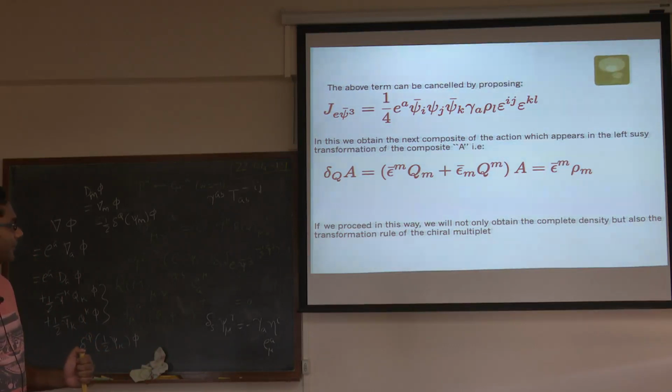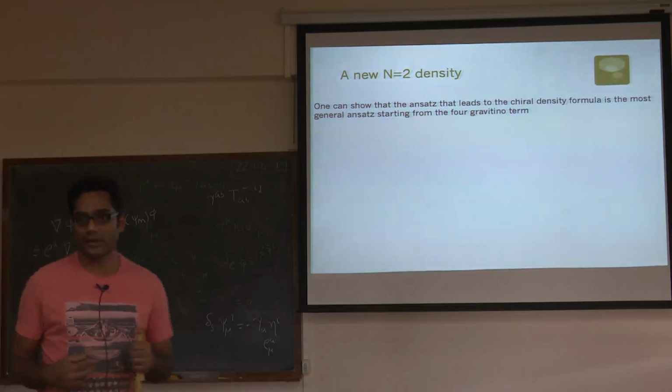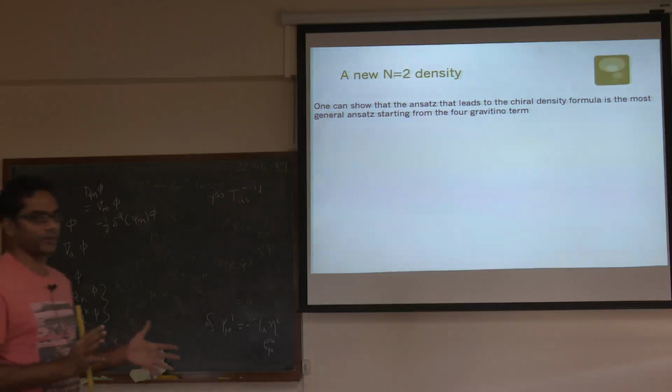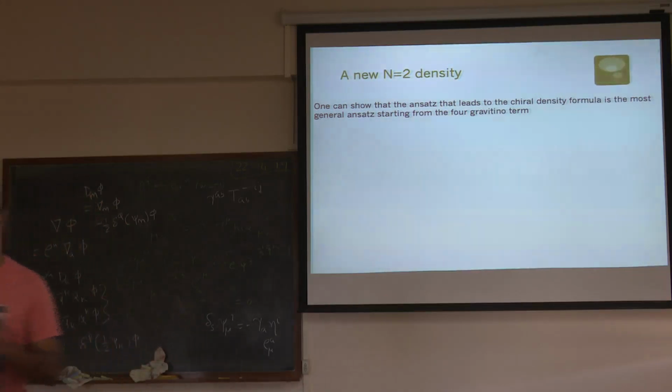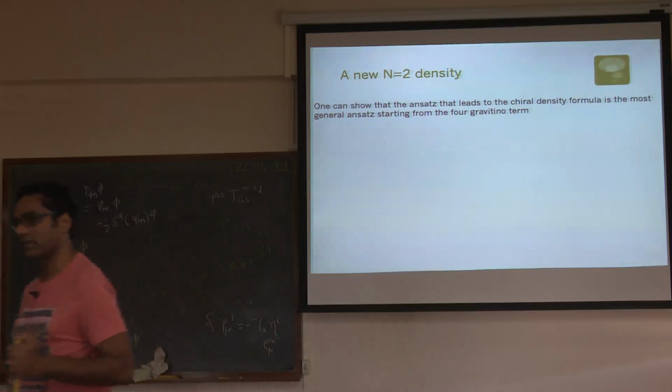So this is, I mean, a new way of looking at the chiral density formula, but our purpose was to obtain a new density formula which cannot be captured by the chiral density formula. You can show that if you are interested in a density formula which starts with 4 gravitino term in N equal to 2 supergravity, then the chiral density formula is the most general formula. So if your starting point is 4 gravitino, that one can show. I mean, you need to argue a little bit, but one can show that is the most general density formula which has 4 gravitino as the highest number of gravitino in the action.